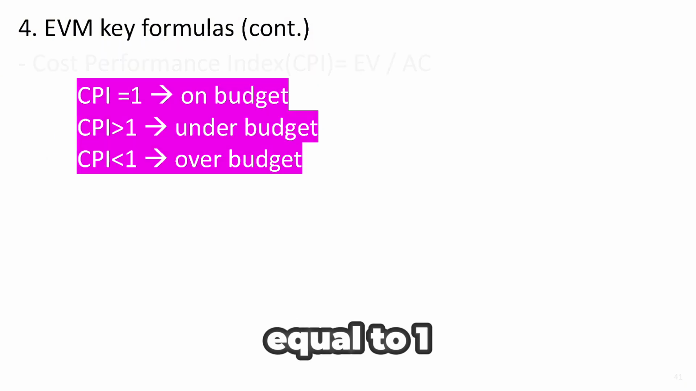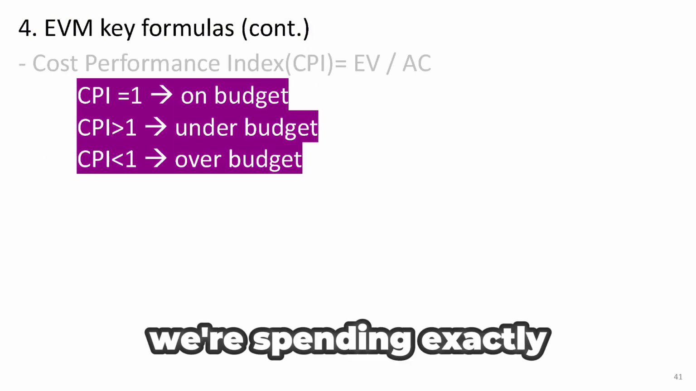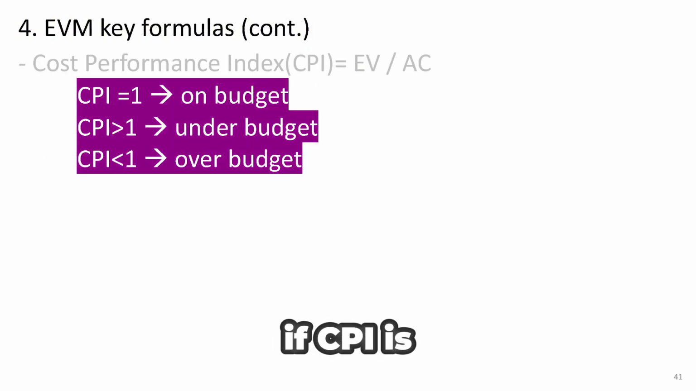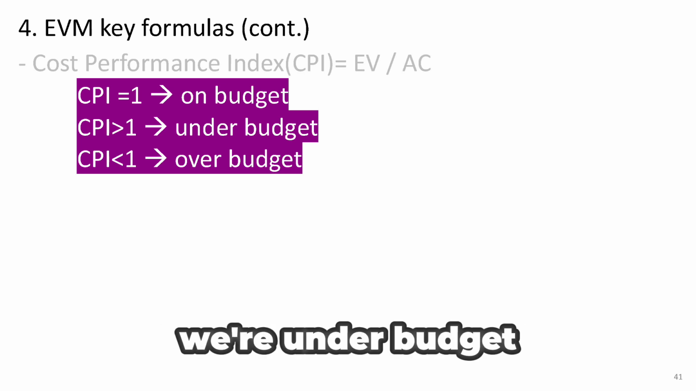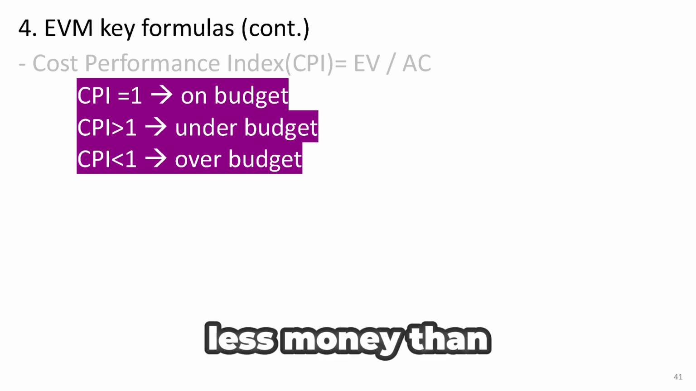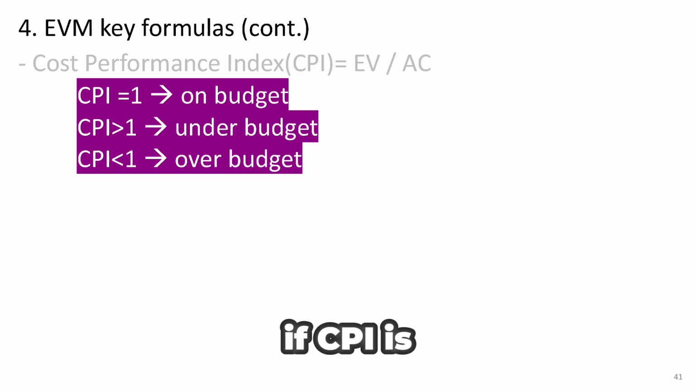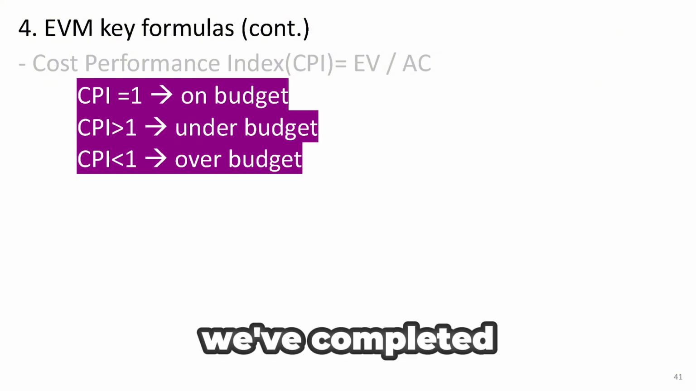If CPI is equal to 1, we're right on budget. We're spending exactly as planned. If CPI is greater than 1, we're under budget. We're getting more work done for less money than expected. If CPI is less than 1, we're over budget. We spent more money than planned for the work we've completed.